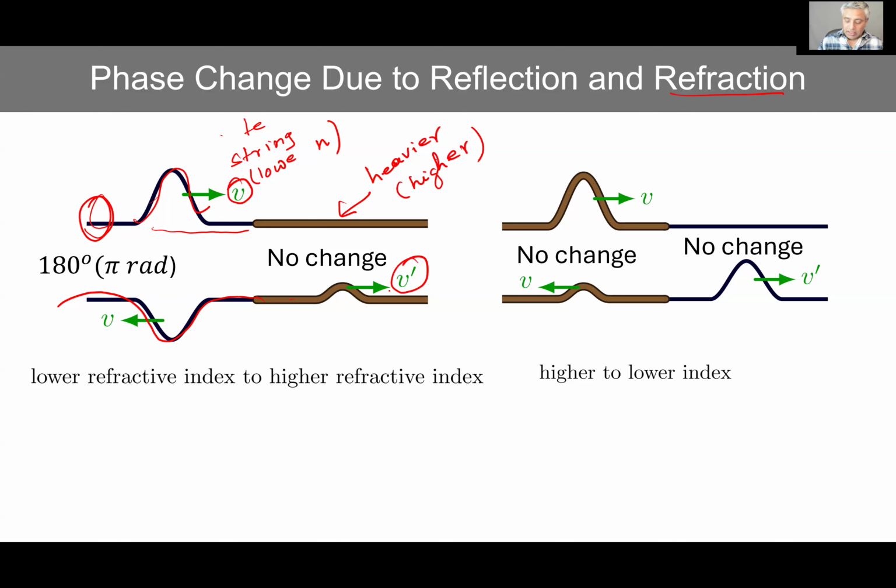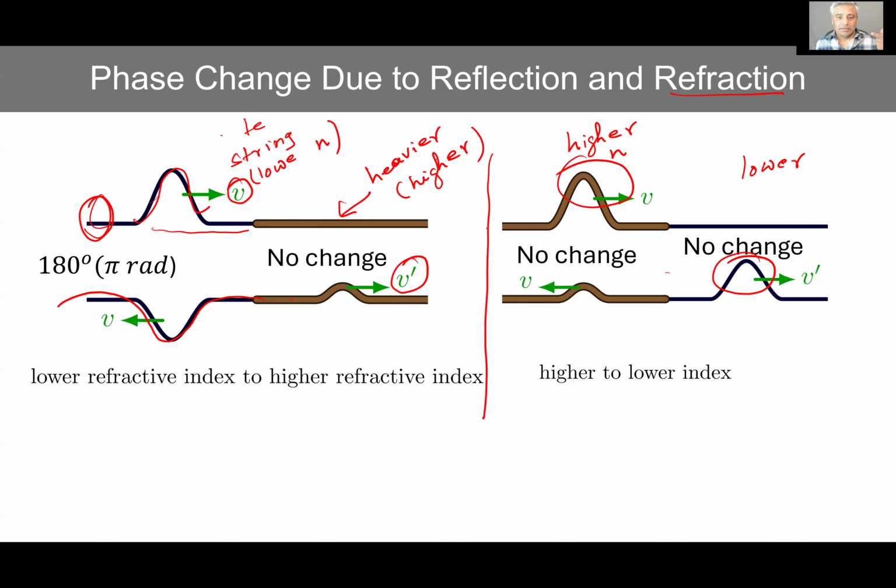Okay, so now if it goes from, let's say, higher n or higher density to lower, then what happens? Still the same phase. So due to the transmission or refraction, there is not going to be a phase change.